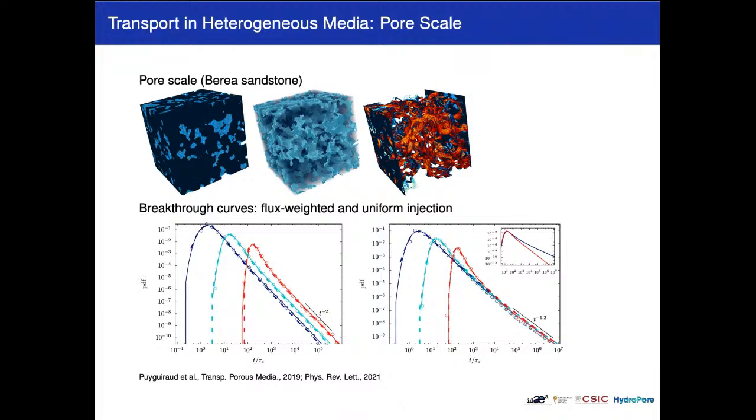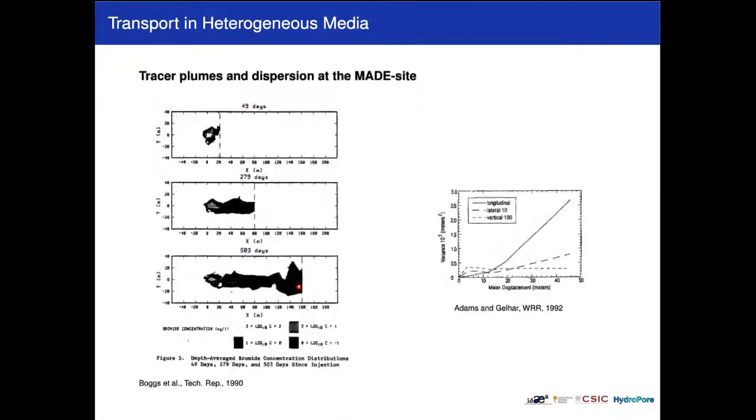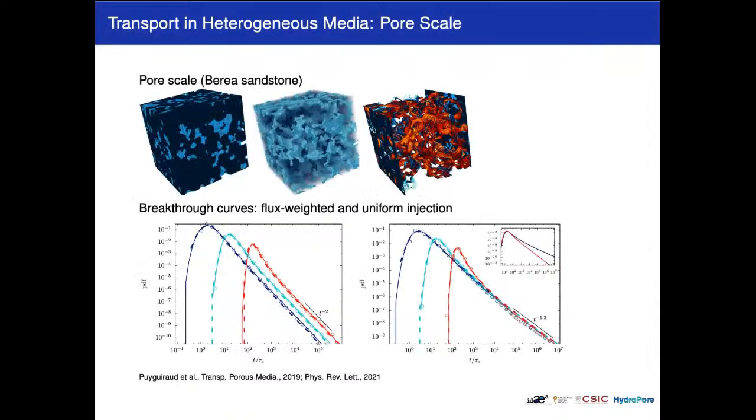So now I'm going to show some numerical examples from numerical simulation in this Berea sandstone sample, where we solve the Stokes equation and do particle tracking. And when we look at the breakthrough curve, we see two things. Number one, we do not have these exponential tails that we saw a few slides before, but power law tails. And secondly, we see that we have a dependence on the injection condition. So whether we inject flux weighted, so the number of particles depends on the velocity at the injection plane, or uniform, we get different slopes. So there is a lot of memory present.